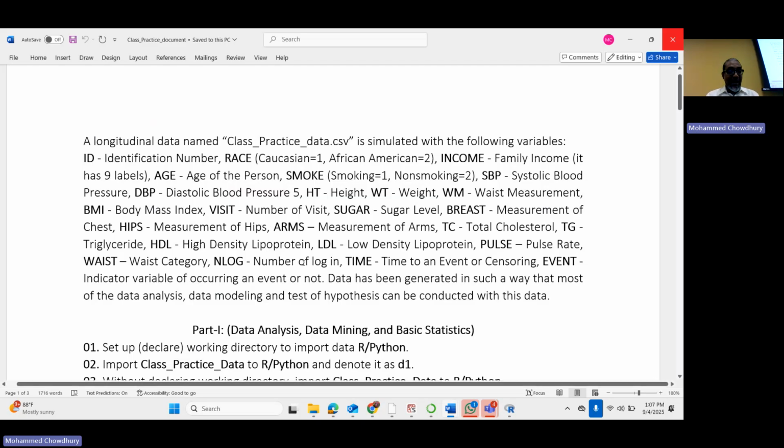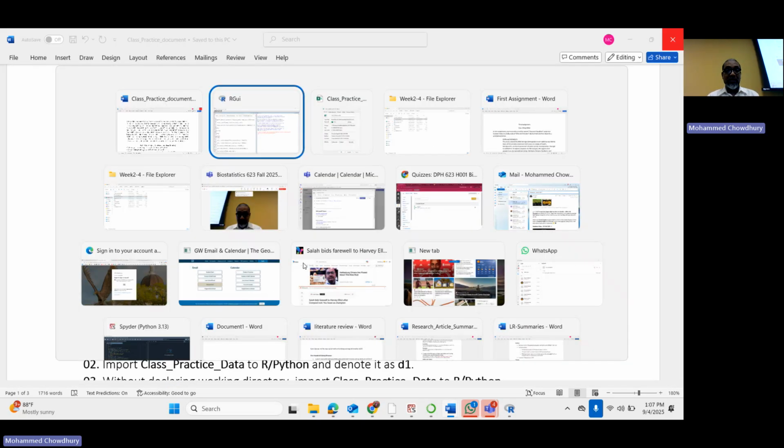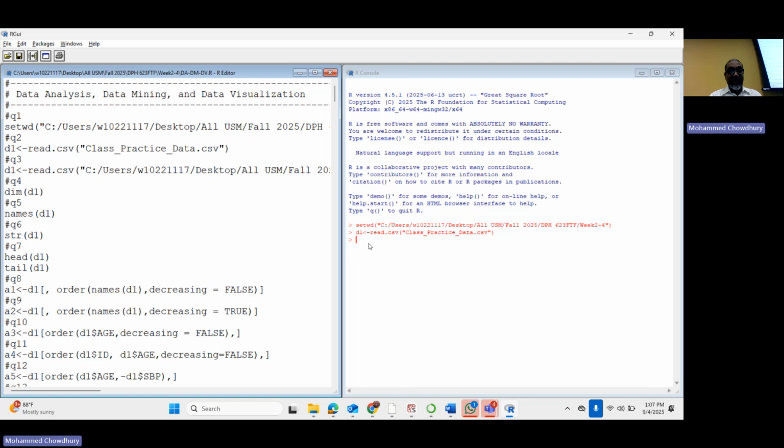Okay. So I have done question number 1 and question number 2. So the data has been imported. This is question number 2, read the CSV data. After reading the data, this is the alternative approach. Question number 3: without declaring a working directory and importing the data, how can I directly import the data?